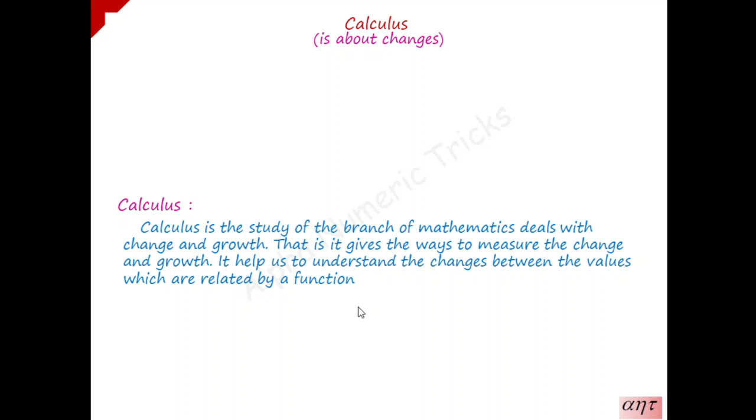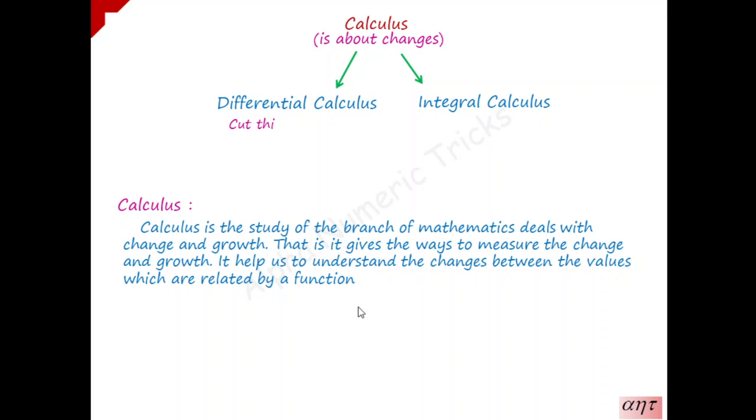With the help of a function, the terms are related by a function, and we can understand the changes between the values very easily. This is the main role of calculus. In calculus we have two types: one is differential calculus and another one is integral calculus.